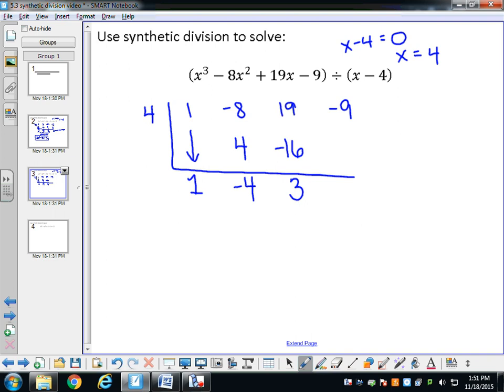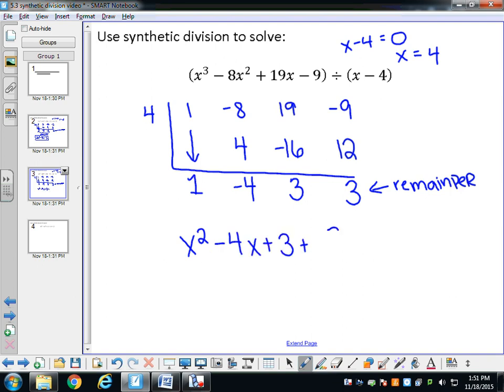4 times 3 is 12. Add your column, and I get a +3. So this time I do have a remainder. So my answer is going to be x squared minus 4x plus 3 divided by x minus 4.